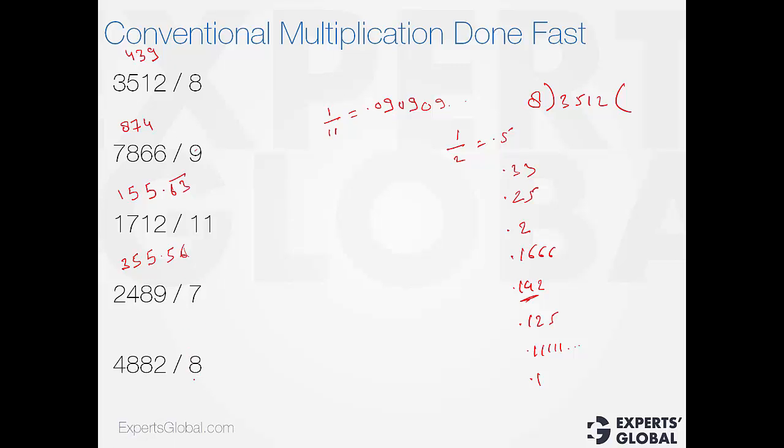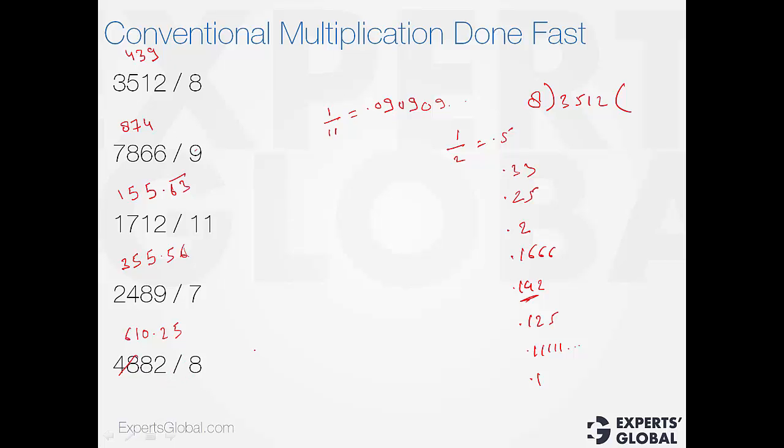Upon 8, so this would go 6 times. Nothing remains. 8 would go once. 2 won't go, so 0 comes here, and then 2 upon 8 means 1 upon 4, that's 0.25. So that is the value of this expression here.